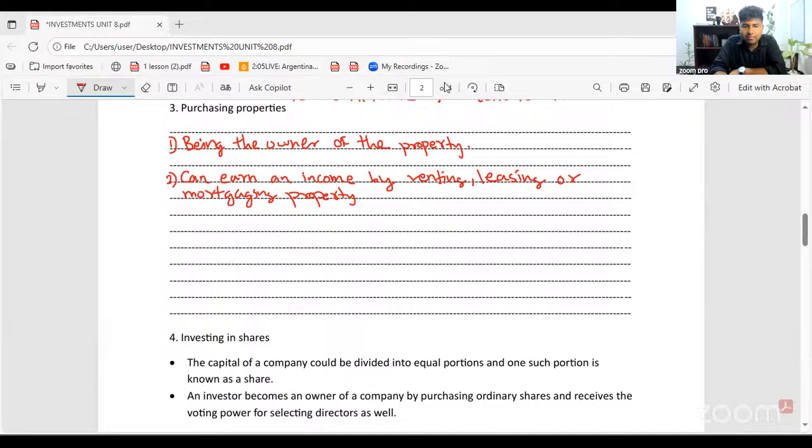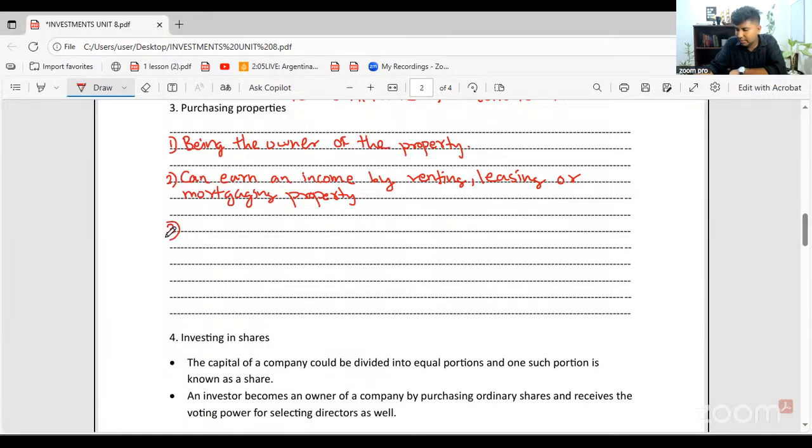Mortgaging means, if you need some money quickly, like you have seen some people use their jewelry and get money from the bank, something like that. Number three, ability to sell the property and get cash if required. Number four, you can use that property, for example, you have a house, you can keep that house deed. Deed means what? Oppu.